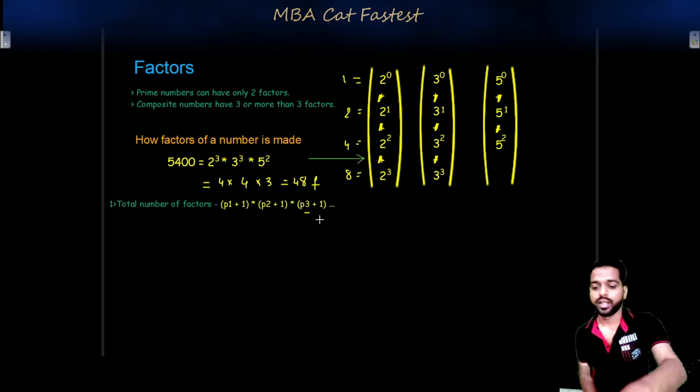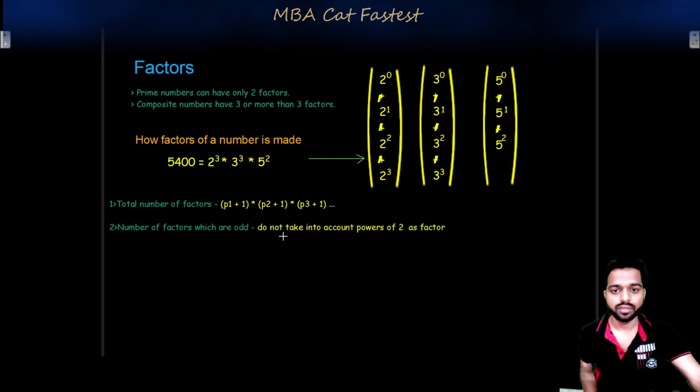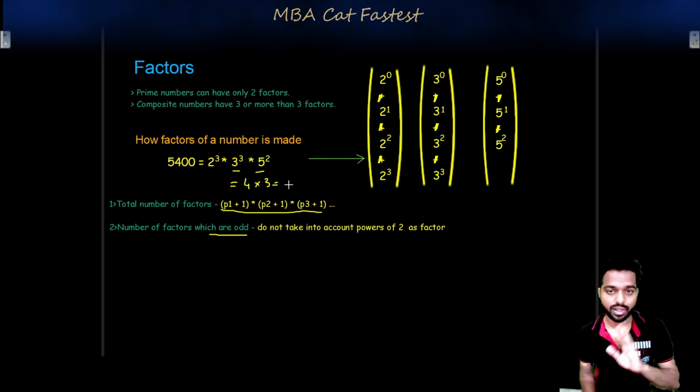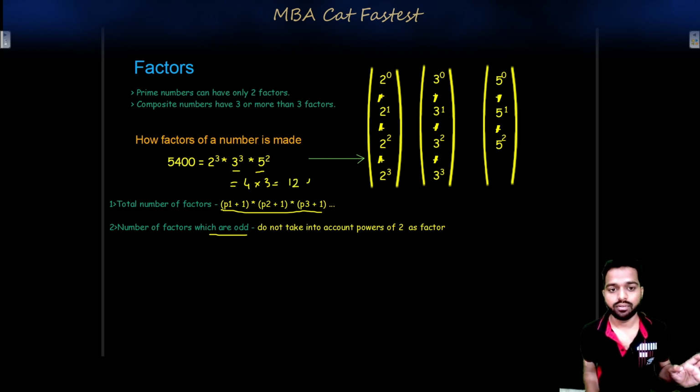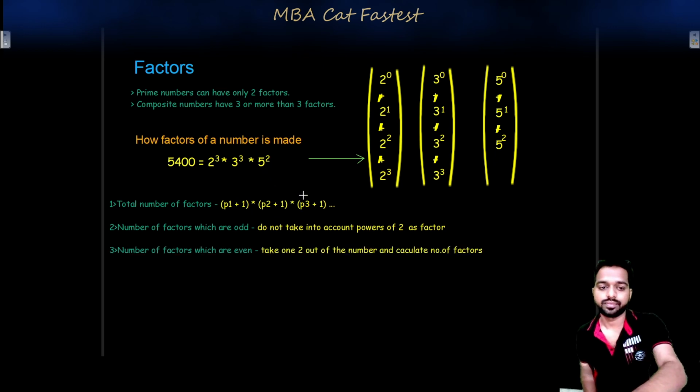Moving on. If you want to find the number of factors which are odd, you just do not consider 2. So do not take into account the power of 2 as a factor. Whatever is left is 3 cube and 5 square, and then you follow the same process. So what you will have in hand is 4 into 3. If you want to find factors which are odd for any number, just remove the power of 2. For here, it will be 12 factors.